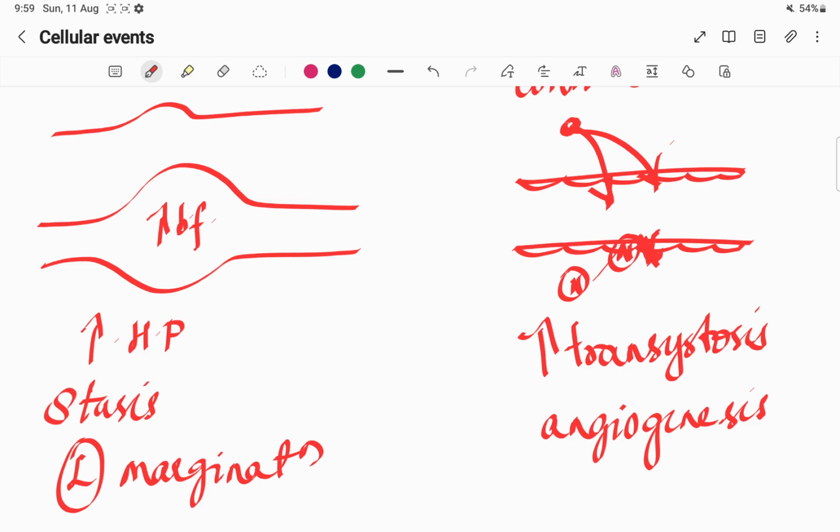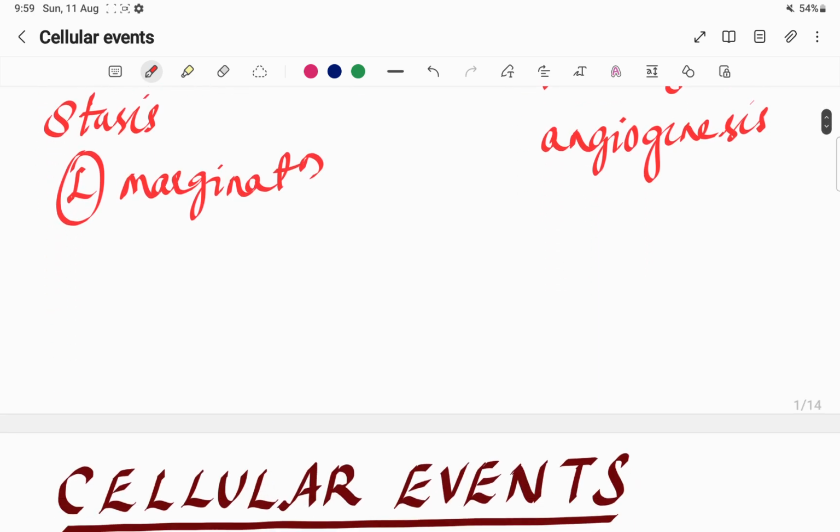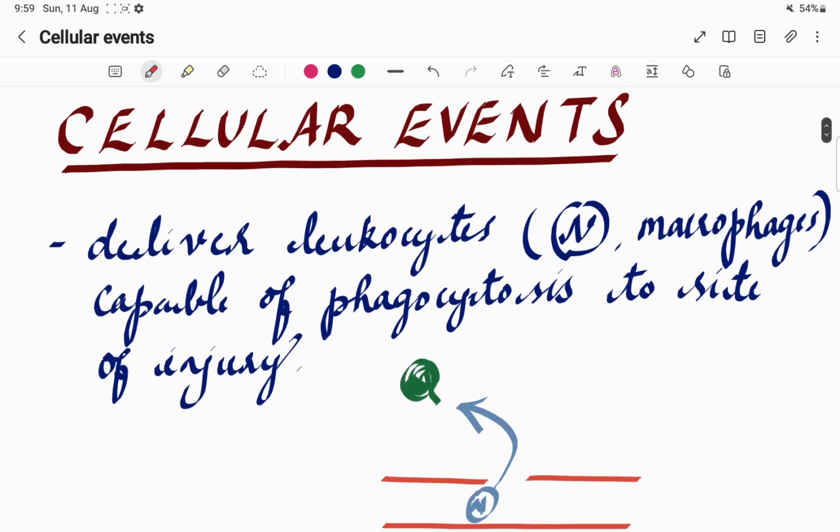So these were the vascular events we have studied so far. Now we are moving on to the cellular events. Cellular events are also known as leukocytic events. The main aim of the cellular events is to deliver the leukocytes, mainly the neutrophils and macrophages. Why? Because they are capable of phagocytosis, and to deliver these neutrophils and macrophages to the site of the injury is the major aim of the cellular events.